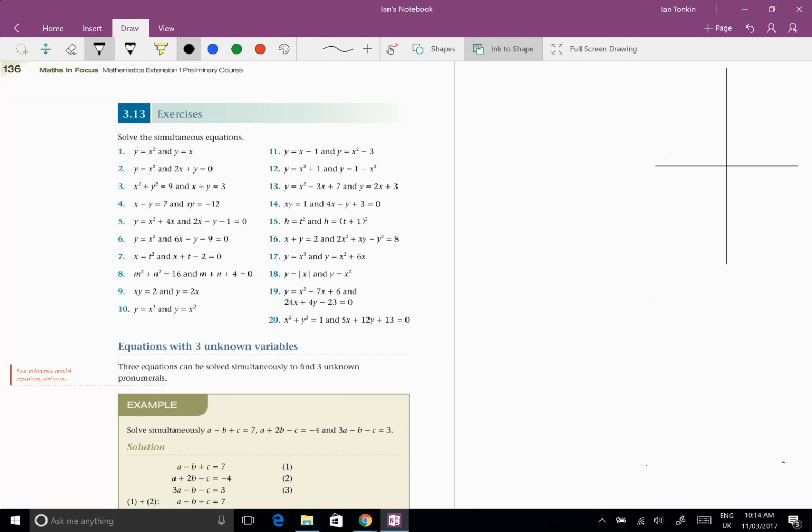So when we solve non-linear equations, we can get a variety of solutions. We can get one solution, two solutions, even more solutions, three in some cases, or four. And we may get no solutions. So I'm just going to have a go at these for some of the people who are away and some people are having trouble.